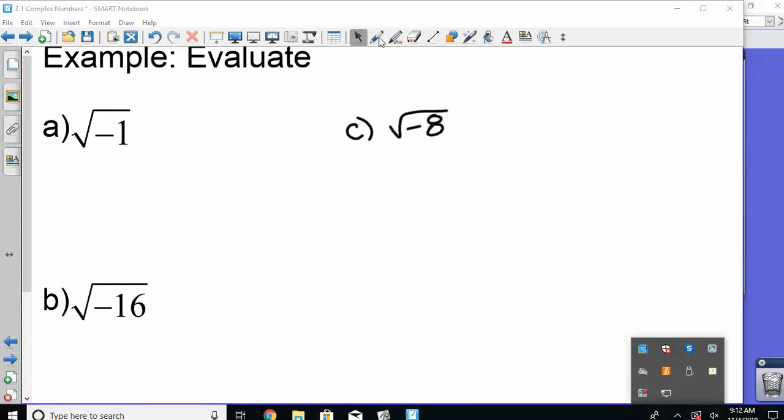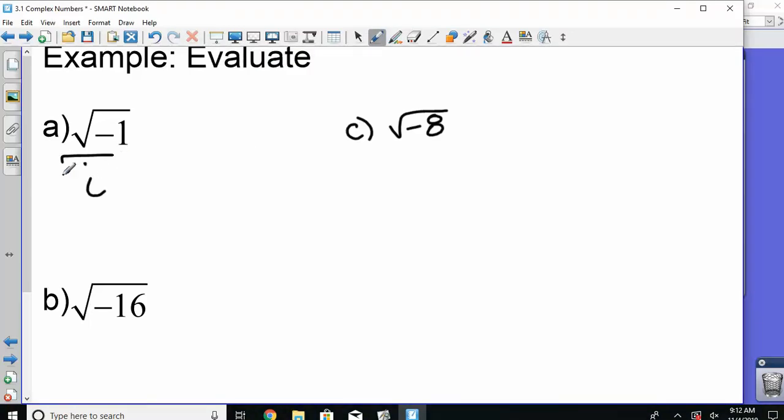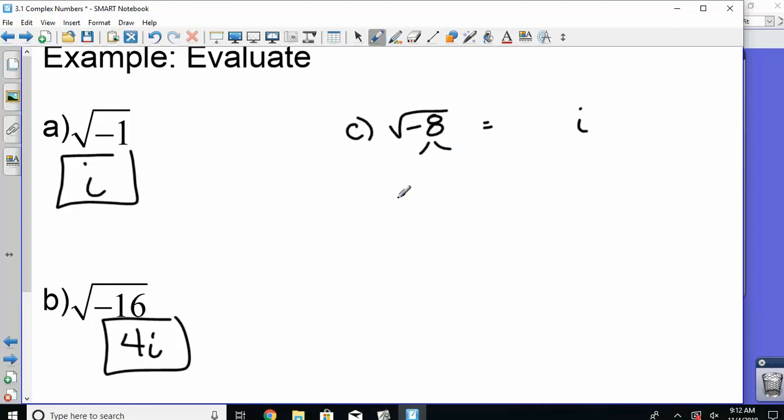They're all the same. Square root of negative 1 is just an i. Square root of negative 16? 4. Okay, square root of negative 8. This one you have to reduce. We know there's an i because of the negative. Now 8, what could you break it into? 2 and 4. Square root of 4 is 2. We can't do the square root of 2, so it's 2i radical 2. Is that all right with everybody?